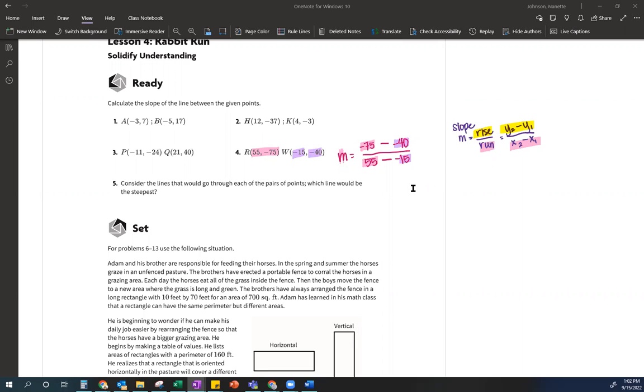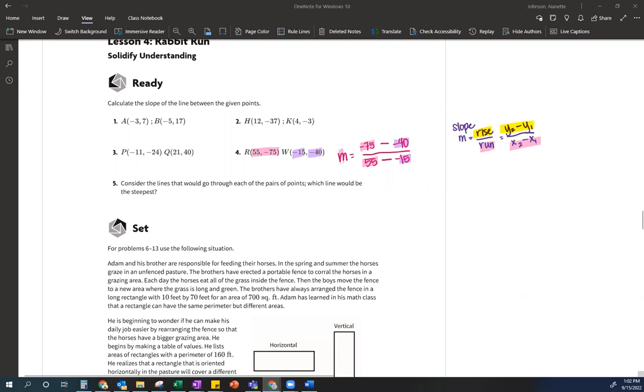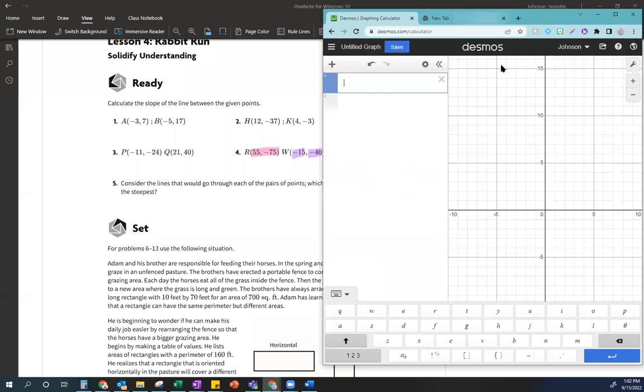Okay, I really want you to figure out a way to check your answer. Hint, with my graphing calculator out already. Does anybody know how I'm going to check my answer? So what I'm going to do to check my answer is I'm going to graph these 2 points, 55 comma negative 75, and then the point negative 15 comma negative 40.